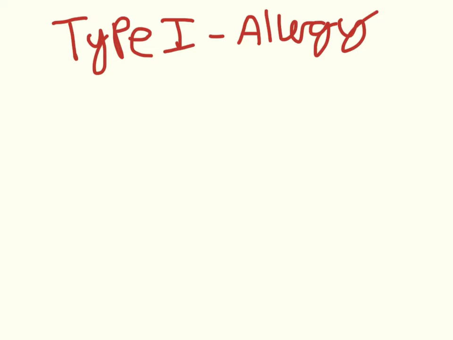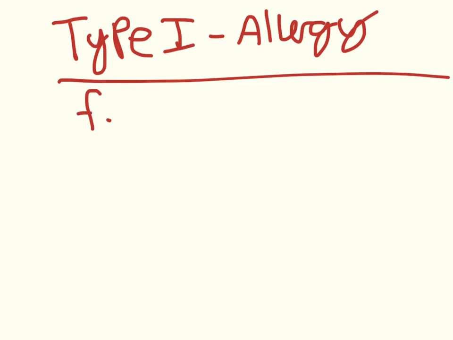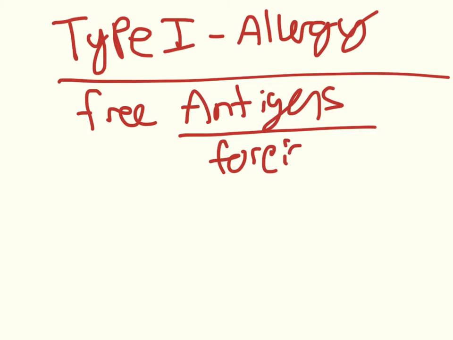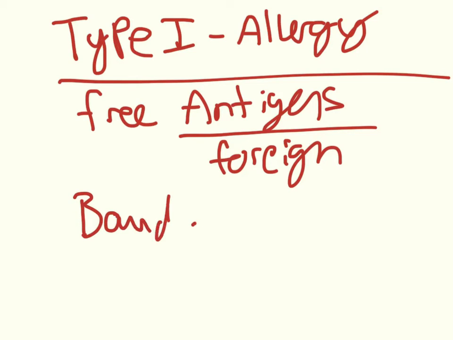So the key characteristics in a type 1 hypersensitivity reaction is that you're going to have free foreign antigens, and so I'm going to write foreign under here. And you're going to have a bound antibody, and it's going to be IgE. And what's it bound to? It's bound to a mast cell.